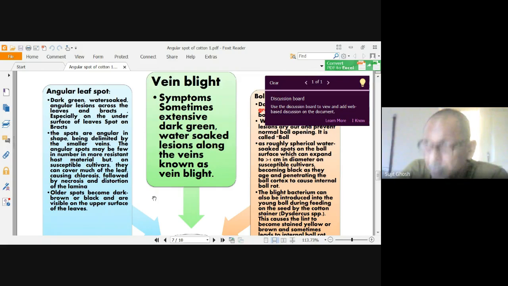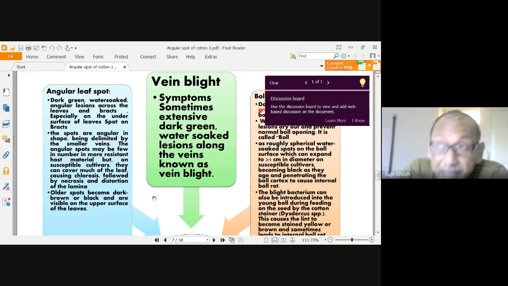In fruit, you will get a dark green, water soaked, greasy, circular spot. When the fruit matures, these spots become dry, and it will prevent the opening of the fruit to disperse its seed.